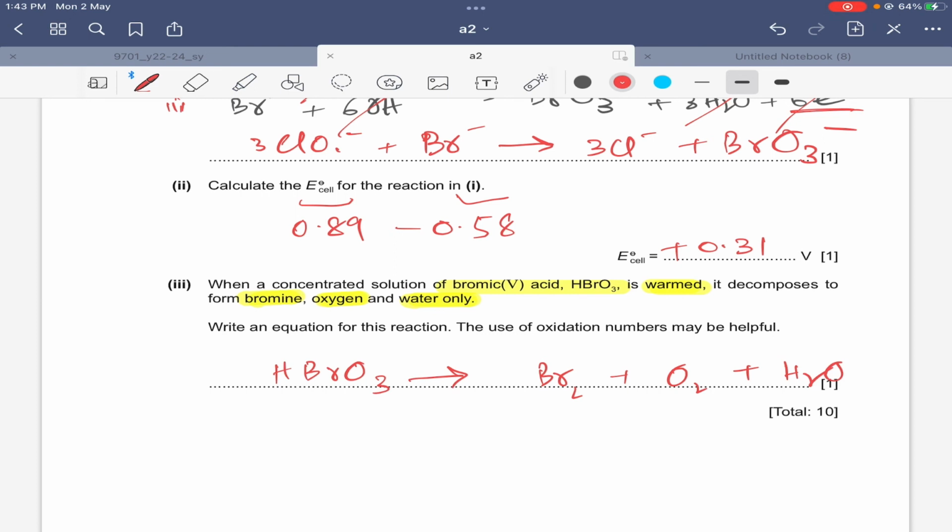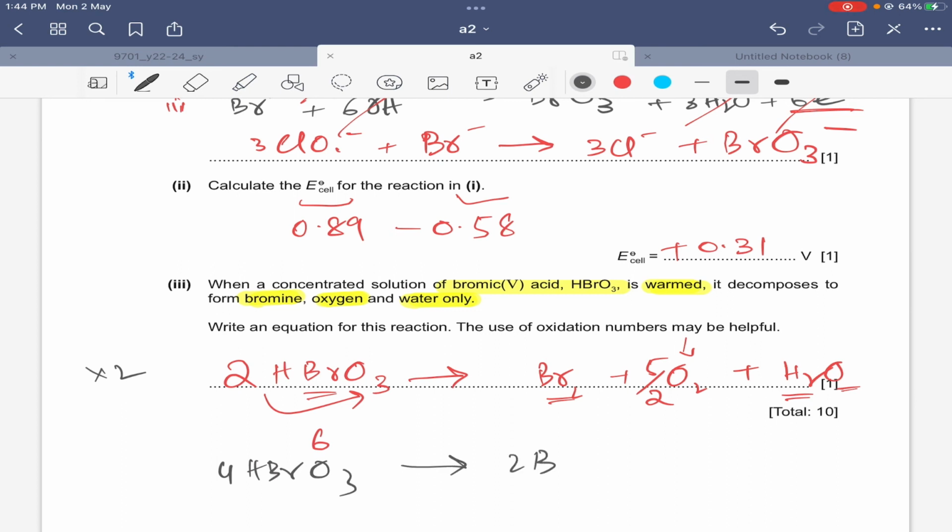Now we have to balance the equation. So we have two bromines on the product side, one on the reactant side, so multiply this by two. Two hydrogens on the reactant side, two hydrogens on the product side. Now how many oxygens? Six oxygens. So with this oxygen, we would write 5/2. Or you can just simply multiply the whole equation by 2. If we multiply this whole equation by 2, this becomes 4HBrO3 gives 2Br2 plus 5O2 plus 2H2O. So you can write either one of these equations. All right, so this is the end of the question.